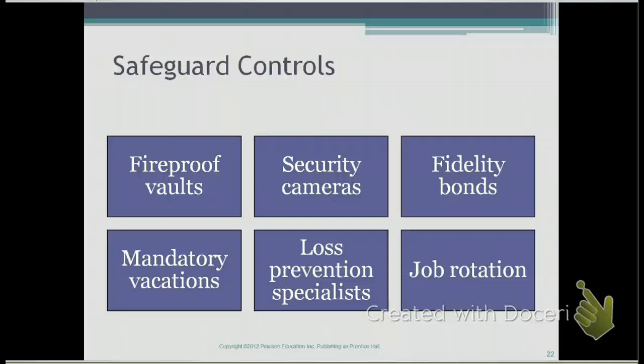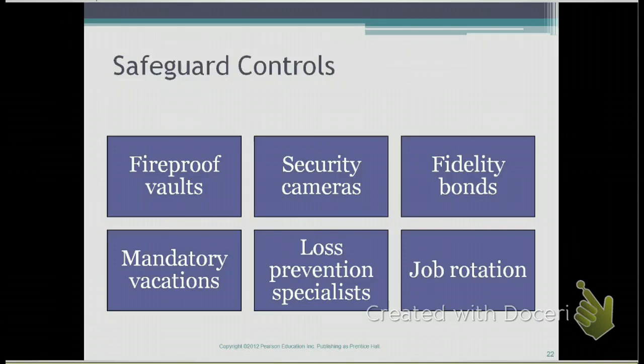Many businesses purchase fidelity bonds on people who handle a lot of cash. A fidelity bond is an insurance policy that reimburses the company for any losses due to employee theft. Before issuing a fidelity bond on an employee, the insurance company does an investigation of the employee's background. Things like credit checks, just to make sure that that employee has less likelihood of stealing from the company.